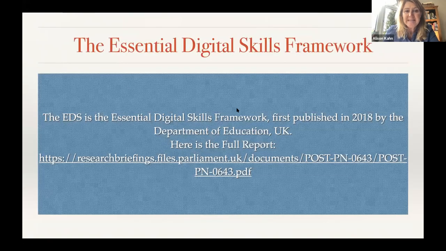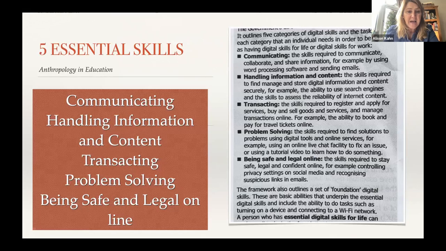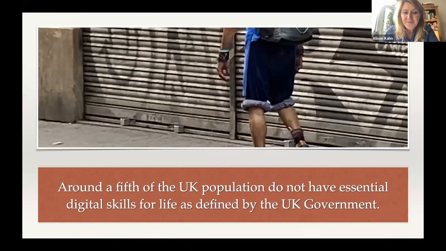In 2018, just before the pandemic, the Essential Digital Skills Framework was outlined by the government. And the government said that we needed our children to be ready with these 5 essential skills when they leave school. They need to be able to do these things online: communicate, handle information and content, transact, problem solve, and be safe and legal.